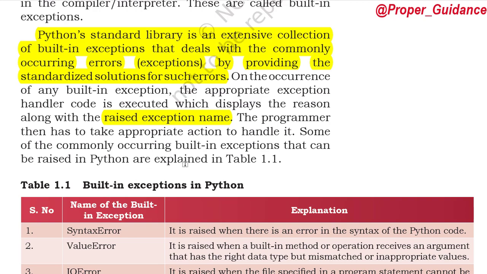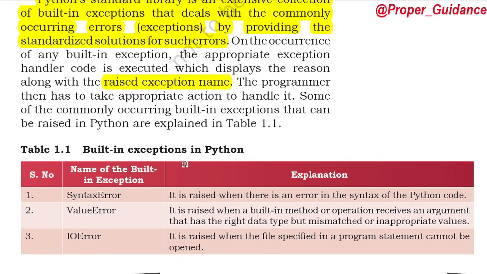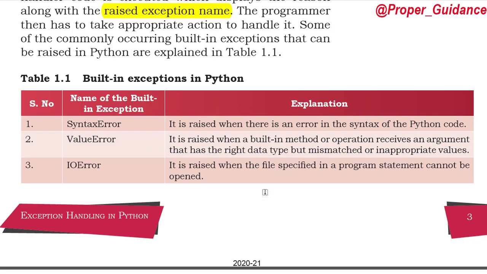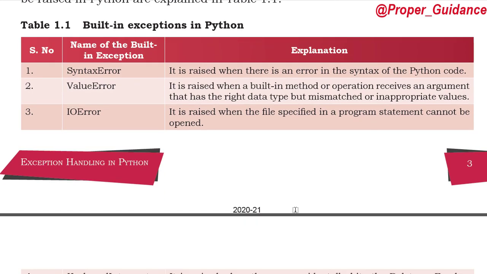Some of the commonly occurring built-in exceptions that can be raised in Python are explained in the following table. Built-in exceptions in Python. First of all, syntax error. It is raised when there is an error in the syntax of the Python code. Value error. It is raised when a built-in method or operation receives an argument that has the right data type but mismatched or inappropriate values. I/O error. It is raised when the file specified in a program statement cannot be opened.